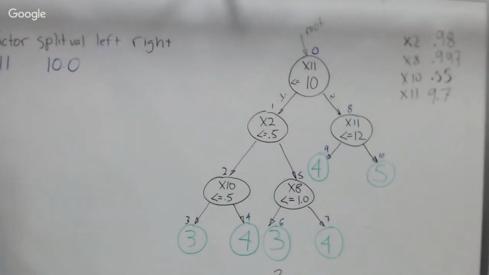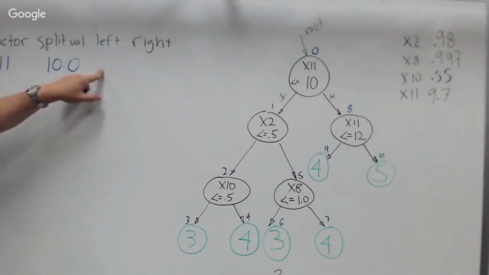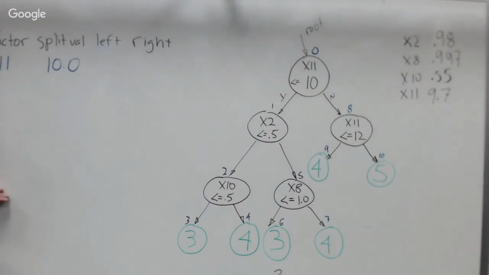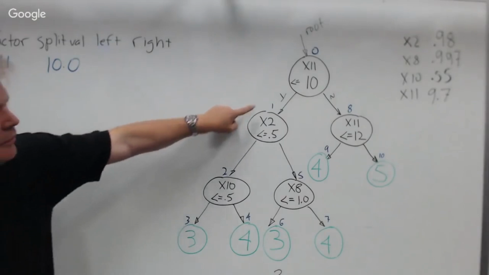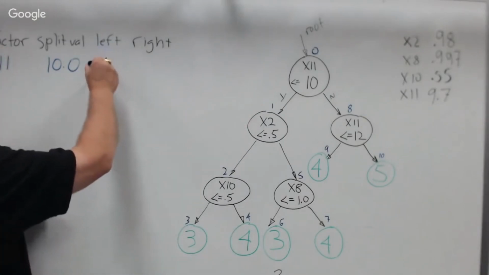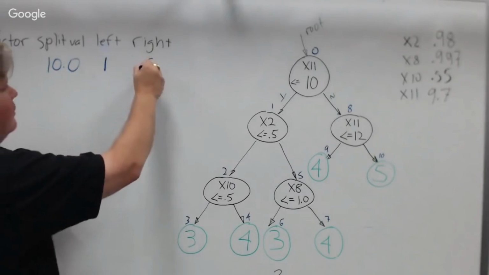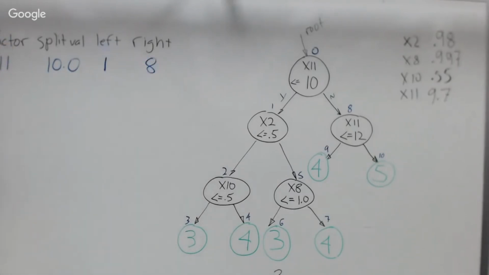By the way, this first row is always the root. If we're querying the root and the value of factor 11 is less than or equal to 10, this column tells us which row represents our next decision node. I've labeled it there, it's 1. And if we go to the right, it's 8. Does everybody get that?